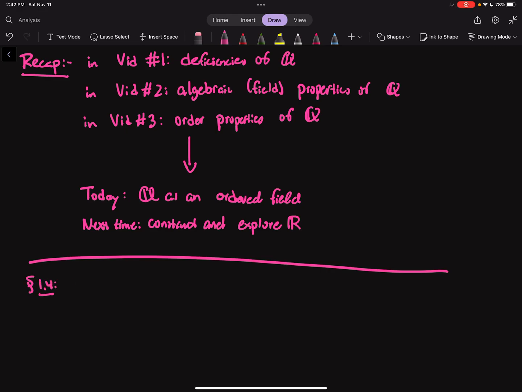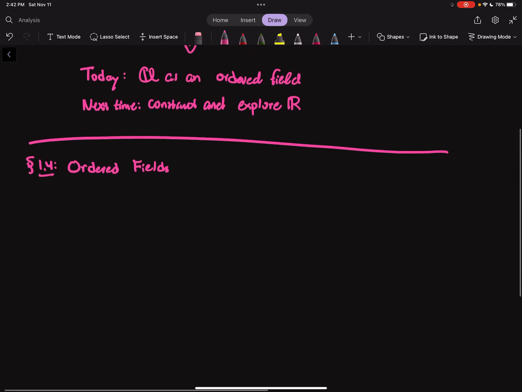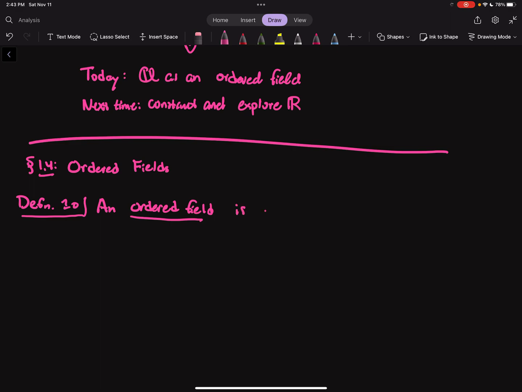This section will be called ordered fields, of course. It's definition 10. Let's just jump right into it. So, an ordered field is, well, let's think through this briefly. We need a set F, which will be our underlying set that we want to turn into an ordered field. And we need two operations, addition and multiplication, of course, but we also need an order. So actually we need four things here.